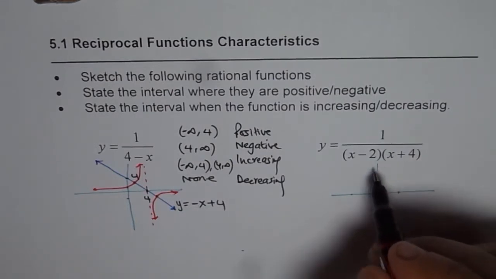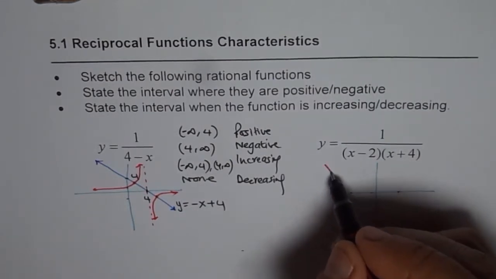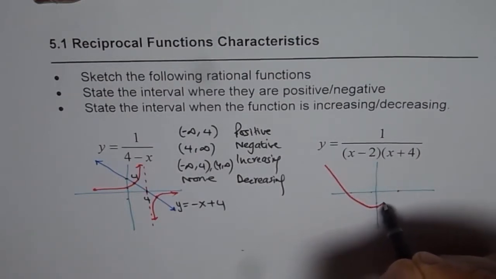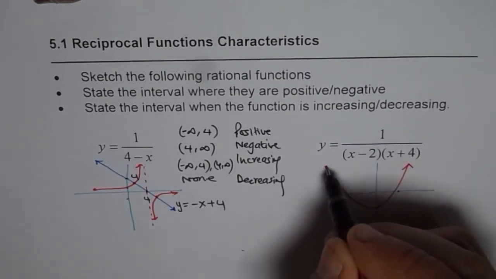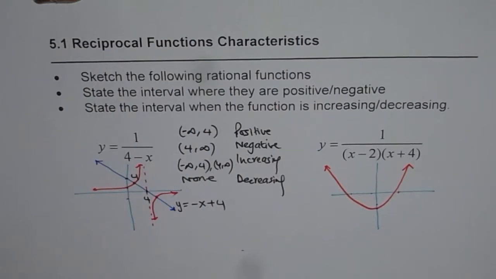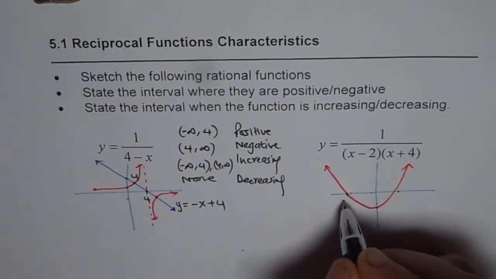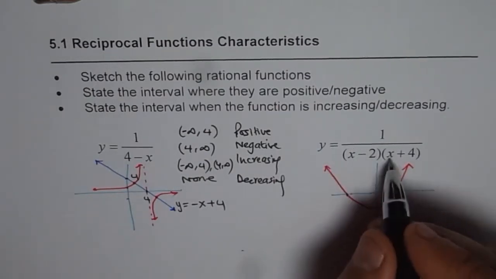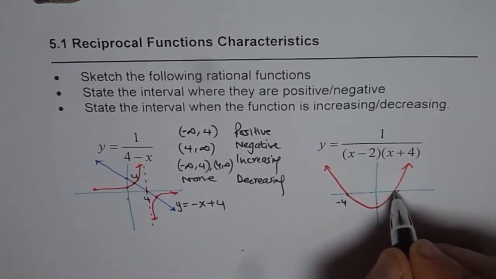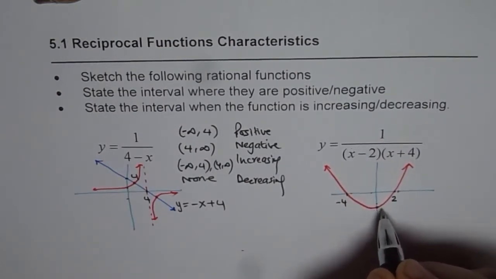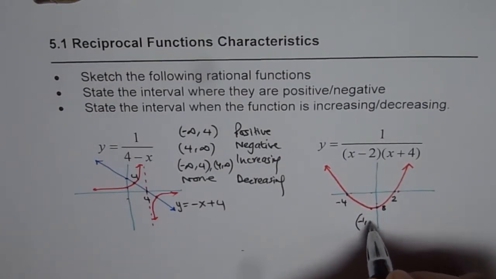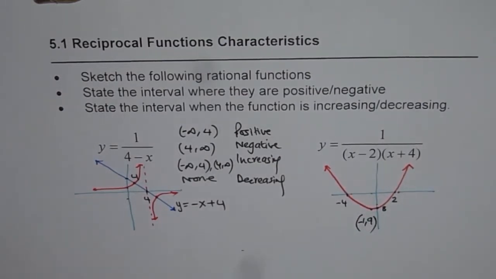So let me just sketch the graph now. It'll be kind of like this. Let me sketch and then I'll label it accordingly. What we have here is the x-intercepts for the parabola at minus 4 and at 2. Here we found the y-intercept, and the vertex is at minus 1, 9. Now from this we will sketch the graph of the reciprocal function.